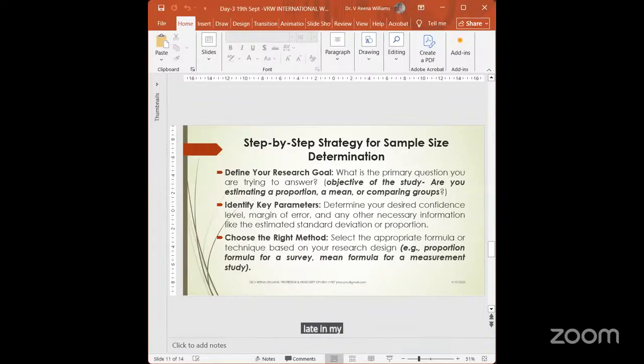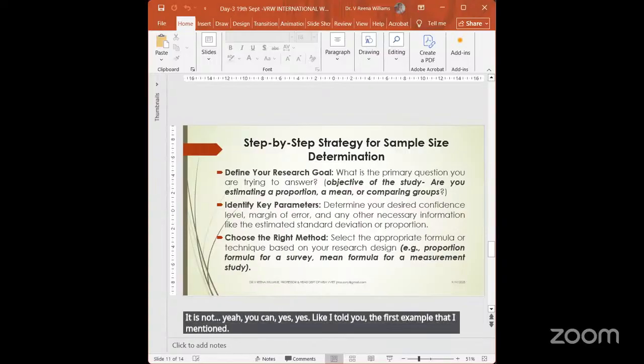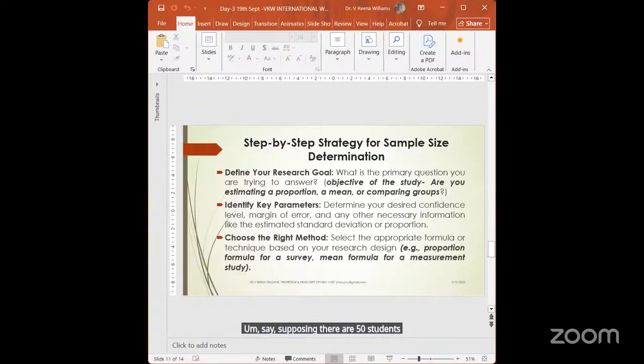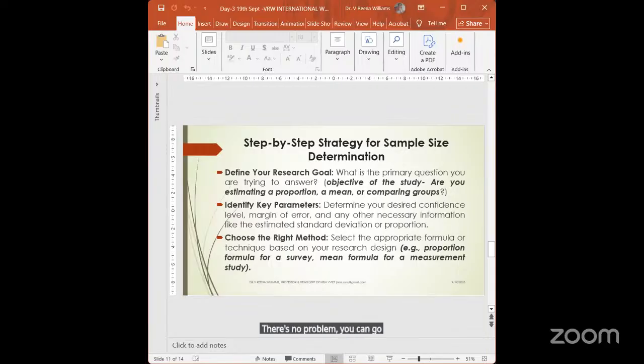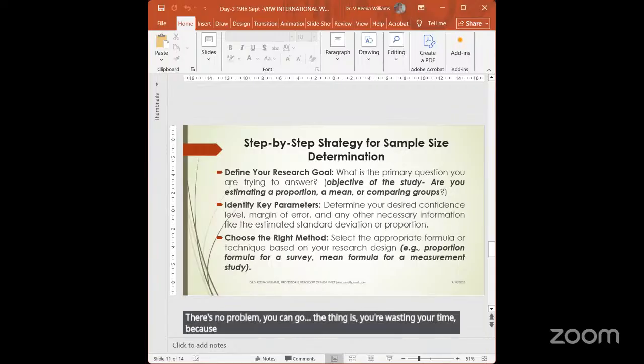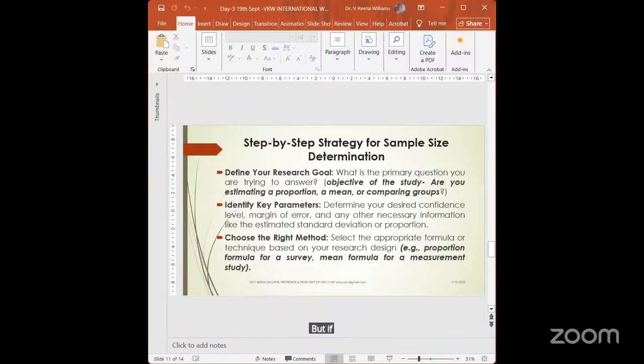Yes, in research you can. Like I told you, of the first example that I mentioned, say supposing there are 50 students in a class and the minimum at least 35 is required. If you feel that you can meet all the 50, there's no problem. You can go. The thing is, you're wasting your time because 35 is sufficient for you to get the right answer. That is the objective. But if you feel satisfied that by meeting all the 50, I feel confident enough, you can go ahead. That's not a problem at all.